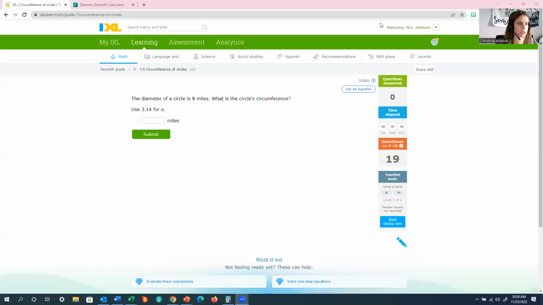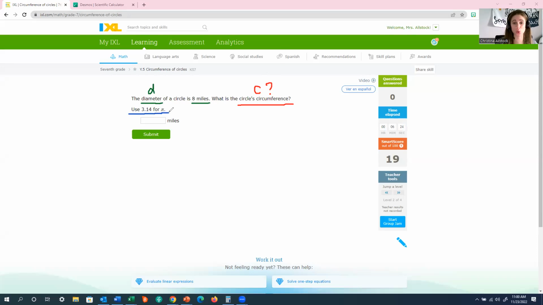All right, let's check this one out. We are told that the diameter of a circle is 8 miles. We want to know the circumference. That's our unknown, that's our question. And once again, we're going to use 3.14 for pi.